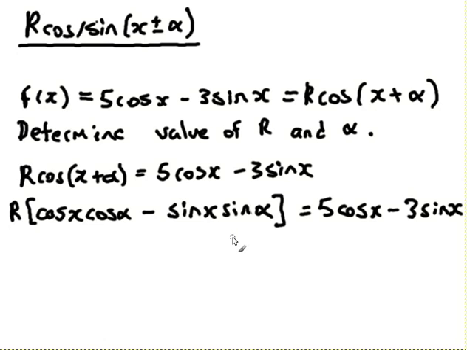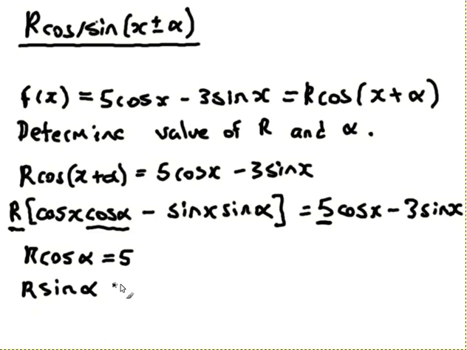And now my approach is going to be to equate coefficients, because as you can see, when I multiply through the brackets by R, my R cos alpha, because it's being multiplied by cos x, should be the same as 5. So I can deduce straight away that R cos alpha is 5. Similarly, when I multiply R by sine x sine alpha, I'm going to get R sine alpha equals 3. And now what I'm left with is two equations with two unknowns, R and alpha.